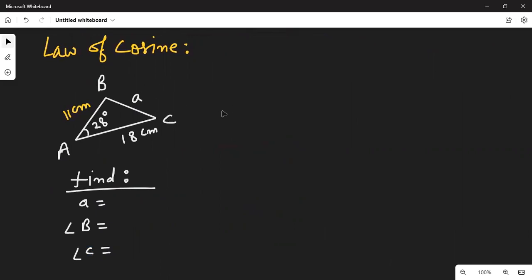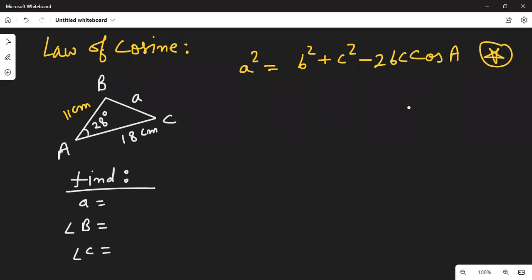Let us first find this small a. Using the same formula, we are going to say small a square, that's what we are interested in first, is equal to the other two sides. Even if you don't remember this formula, you can create it yourself, because there are a, b, c. So a square is equal to b square plus c square minus 2bc cosine of A. This is the formula we are going to use.